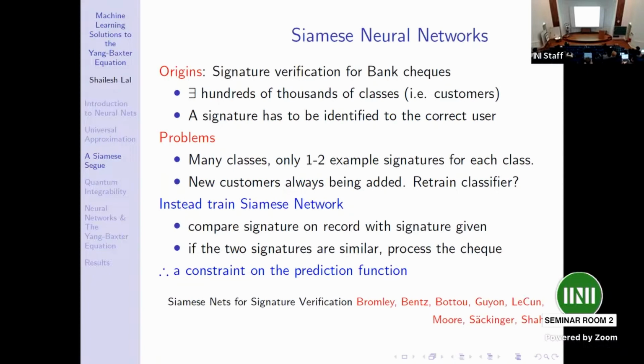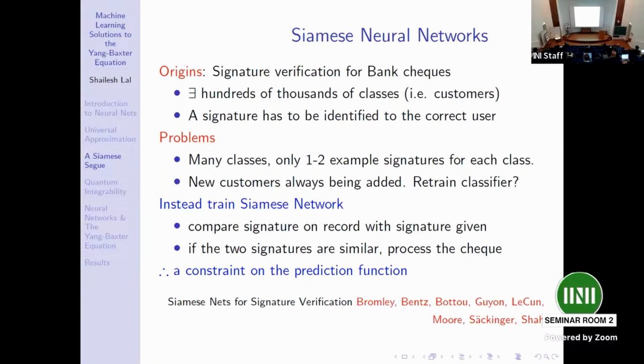I should remind people that checks were things that had to be signed. So you sign on the check, and the bank matches the signature against its records, and then says, well, it's really you who signed it, and pays it out. So the signature really has to be identified to the correct user. And of course, the problem with supervised learning in this framework is that there are millions of classes, ideally, if your bank is doing well, and only 1 or 2 example signatures for each class.